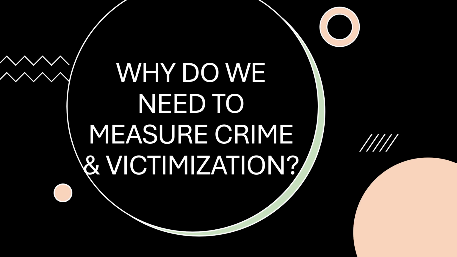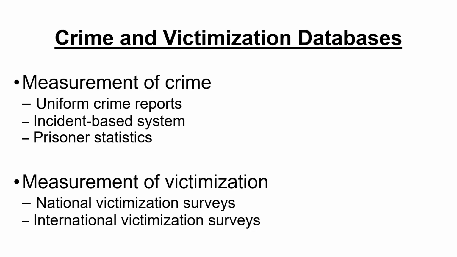So let's look at how we measure crime. There are many ways that we measure crime and ways that we measure victimization. You have on your screen right now several of the top tools that we utilize. Of course, when we're measuring crime, we always utilize the Uniform Crime Report. There's also the National Incident-Based Reporting System. We also use prisoner statistics, and we're going to talk a little bit about that because that may be something that is new to you.